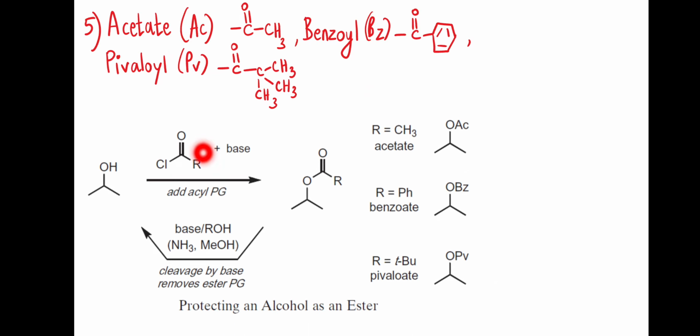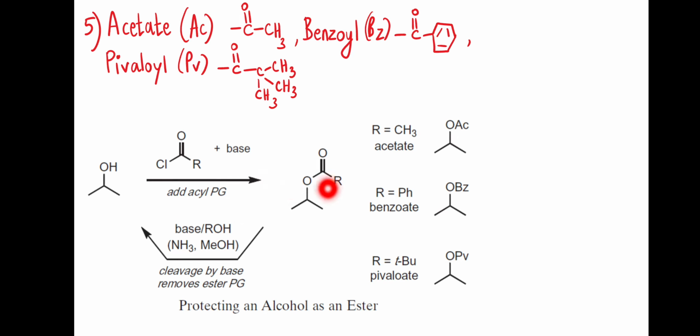So what you do is, again, you use a base and then you use the respective acid halide. For acetate, you use acetyl chloride. For benzoyl, you use benzoyl chloride. For pivaloyl, you use pivaloyl chloride. The only difference is that the R group is changing. So you will get all these three protecting groups.